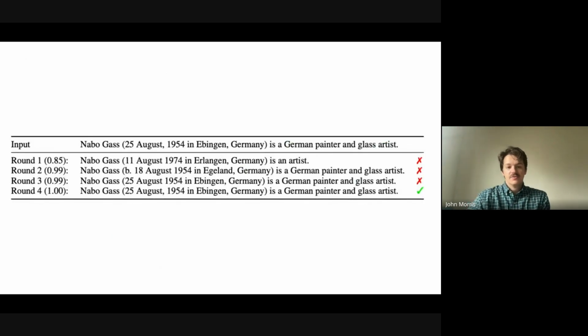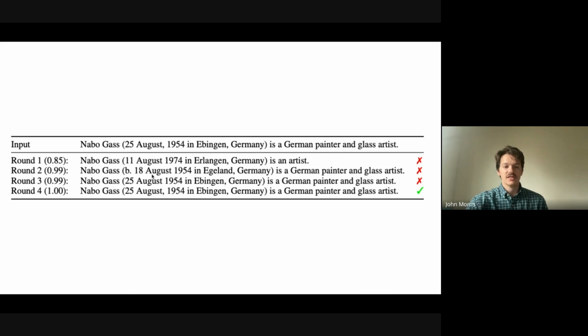Here's an example. This is a Wikipedia article about a German artist named Nabo Goss. This is a true exact four-round correction that we did. You can see in the first one, our initial guess is kind of in the right realm, but it's the wrong length, the date is wrong, and it's missing the nationality outside of the parentheses.